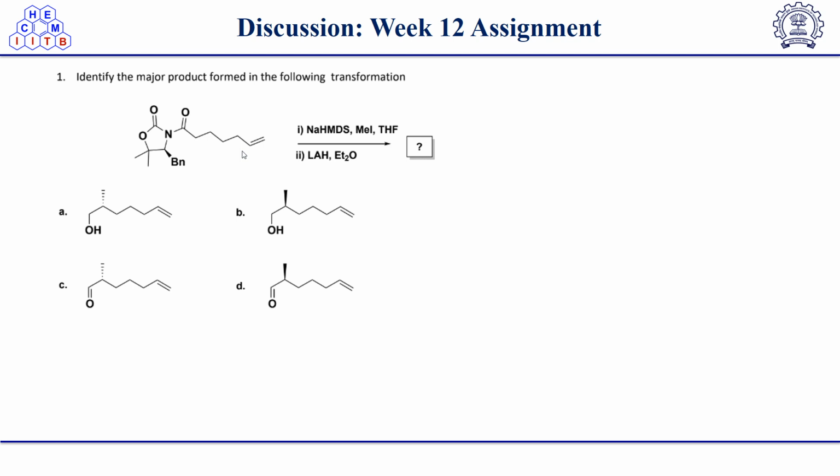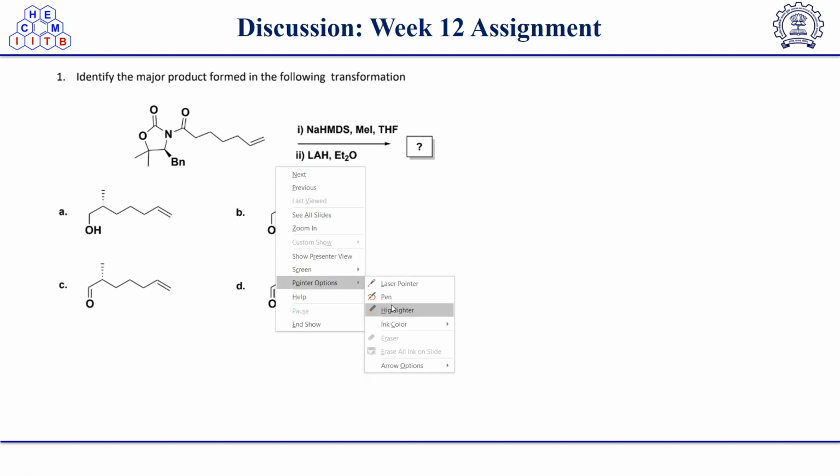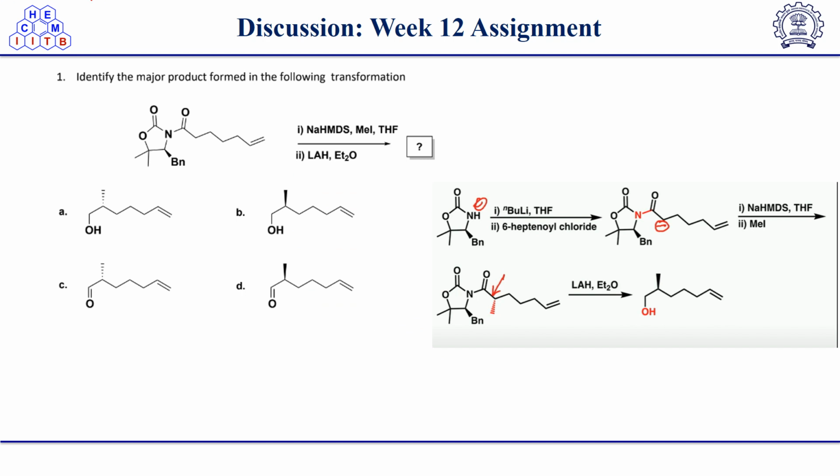Okay, so here what will be happening? Let me take the pointer. So, first, while treating this, our starting material, this second compound, with NaHMDS in THF and methyl iodide, this acidic proton gets abstracted, and a negative charge will be generated, which can attack this methyl group, which is the electrophile, and I minus will be leaving.